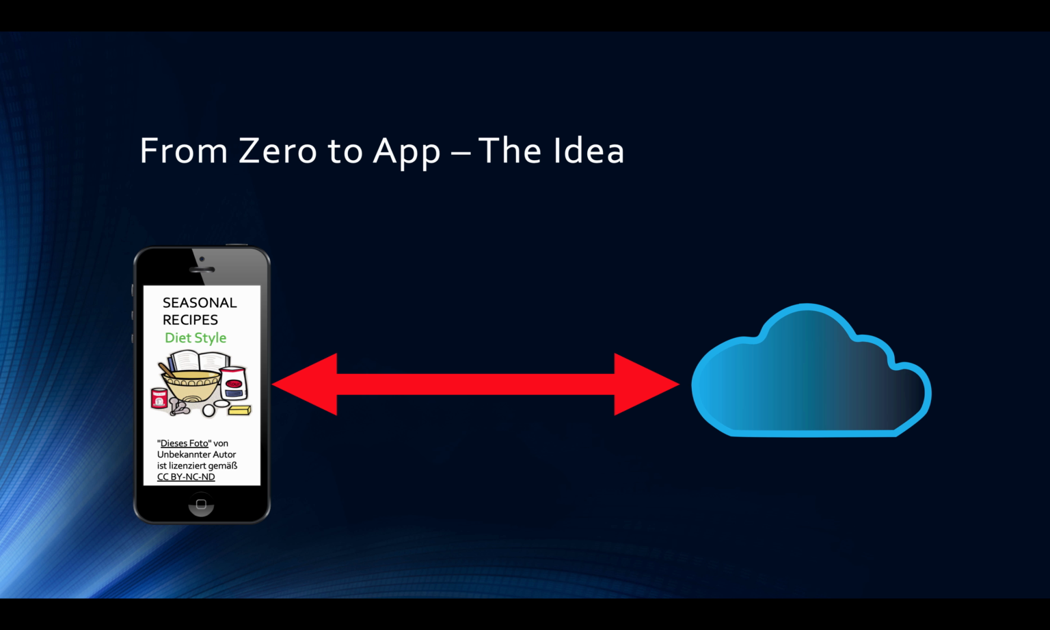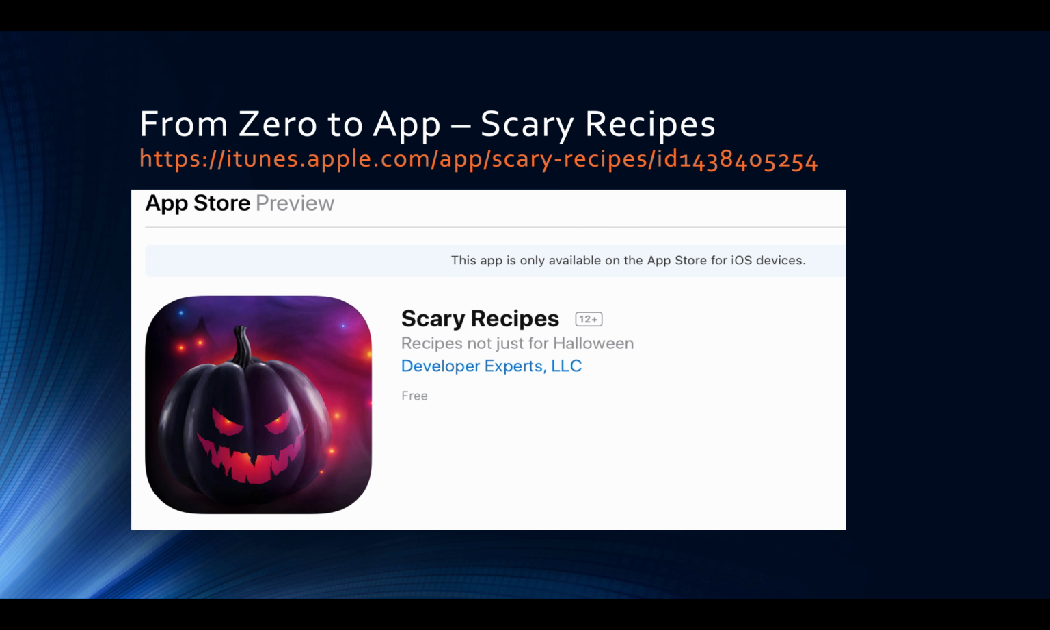So this is the idea, and this is the app. So what we are going to look at today is the app is called Scary Recipes, just because it's for Halloween, or actually not just for Halloween. It's also for everyone who is interested in pumpkin and whatever styled recipes. So this app is actually already on the App Store. So there's a URL. So if you want to look, you can just download it. It's free.